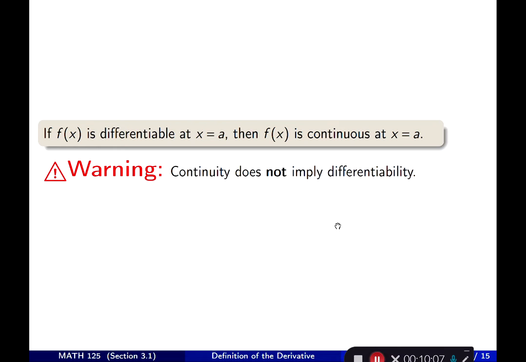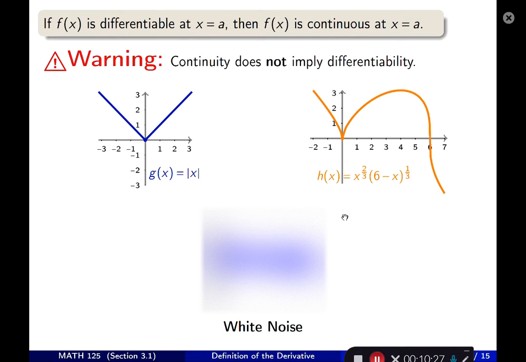Again, I want to emphasize that if f is differentiable at x equal to a, then f is continuous at x equal to a. And continuity does not imply differentiability. So if f is continuous, it may or may not be differentiable. Now let's give some examples. And so example, this function g of x equal to absolute value of x is continuous everywhere, but it's not differentiable at 0, right there.